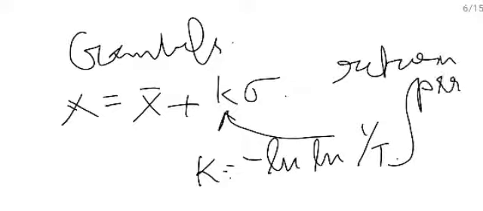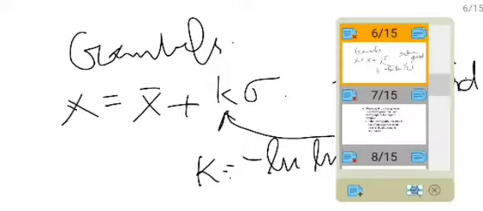So ln 1 by t, that is the Gumbel's variable, negative of that value, so as to get a positive value. Okay, next, that is Gumbel's method.